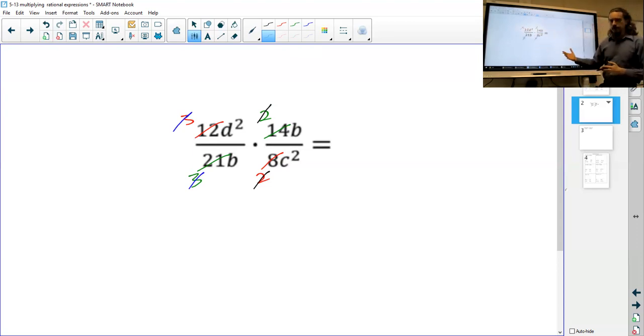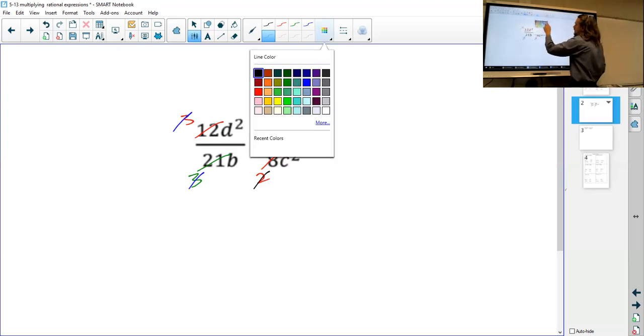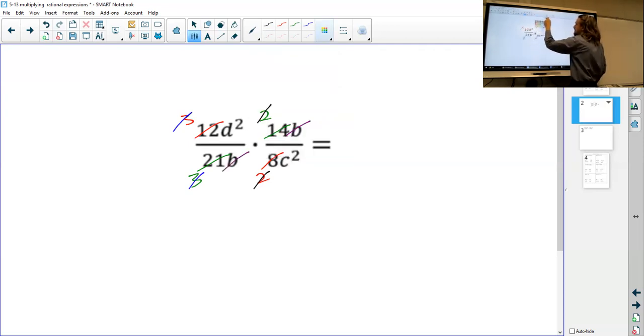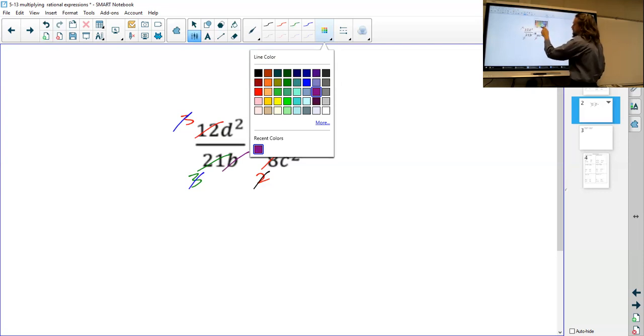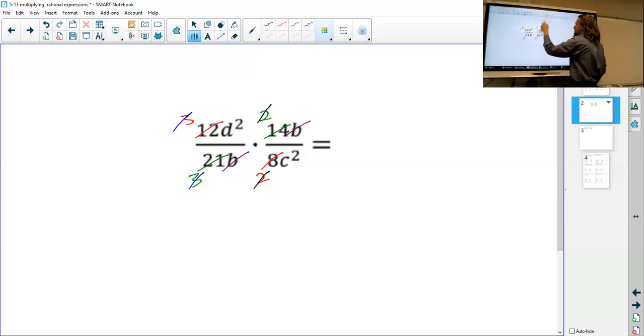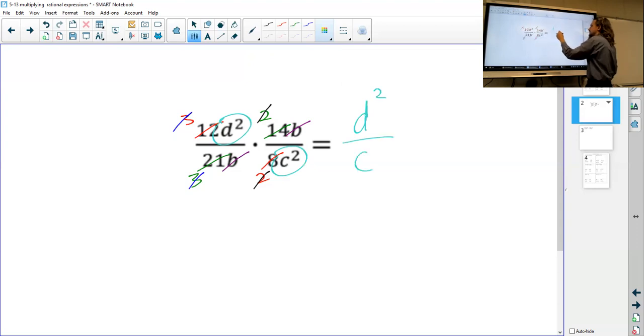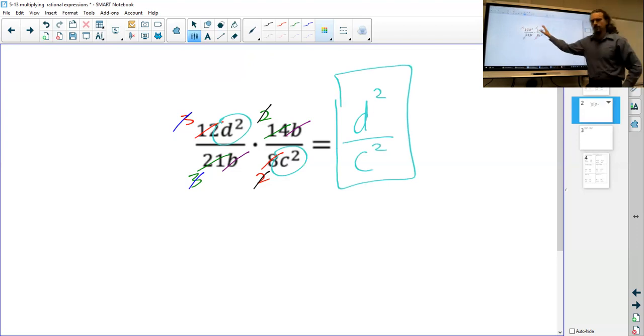And then we simplify our variables the same way. So since I have 1b on top and bottom here, those will cancel out. And then I just write down, we're running out of colors here, I just write down everything that's left over. So I just have this d squared over c squared. So my final answer is d squared over c squared. So that's our whole thing here. We're going to take these ugly looking expressions, and we just want to simplify it down as much as we can. Okay?